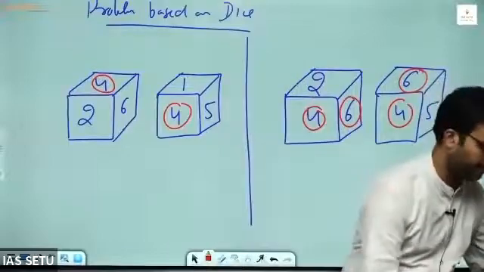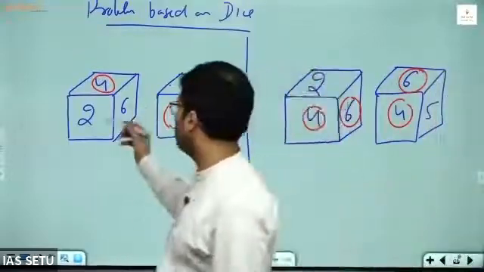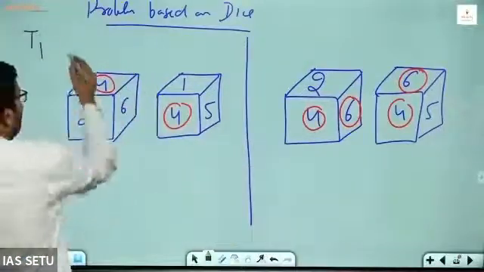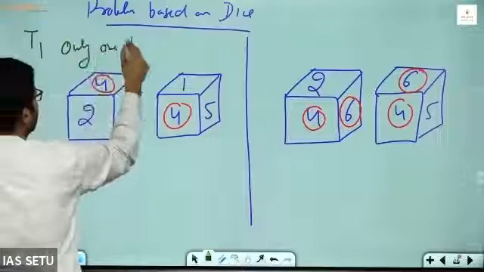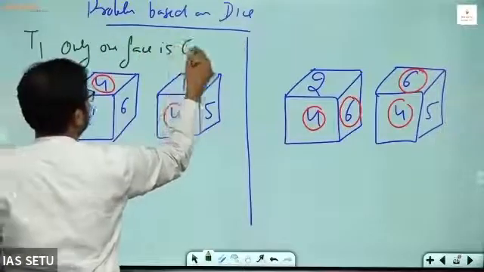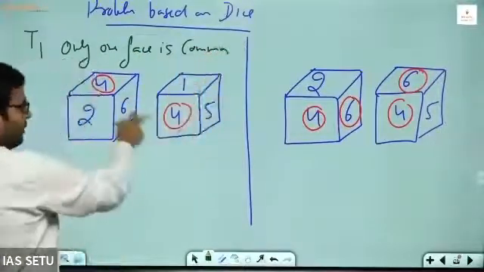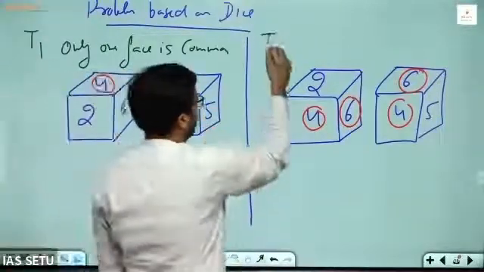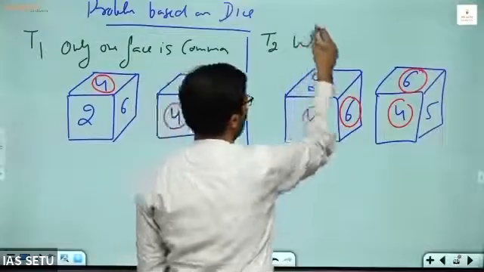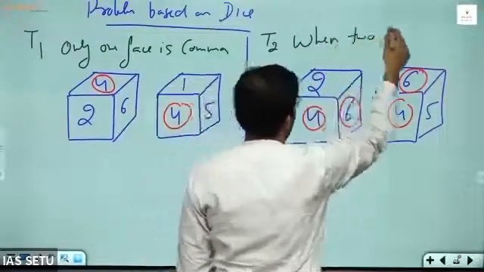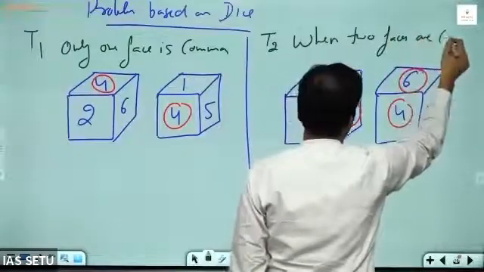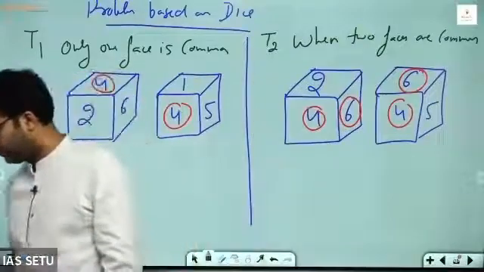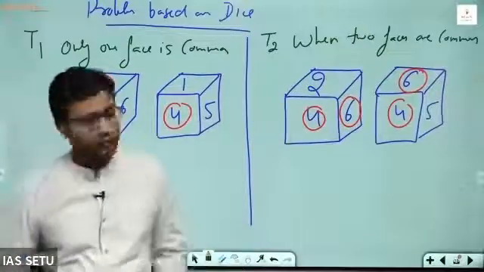Okay. Now this is type 1. Only one face is common. Like this is one of the examples where only 4 is common. These are type 2 questions, when two faces are common. 4 as well as 6. This is one example.